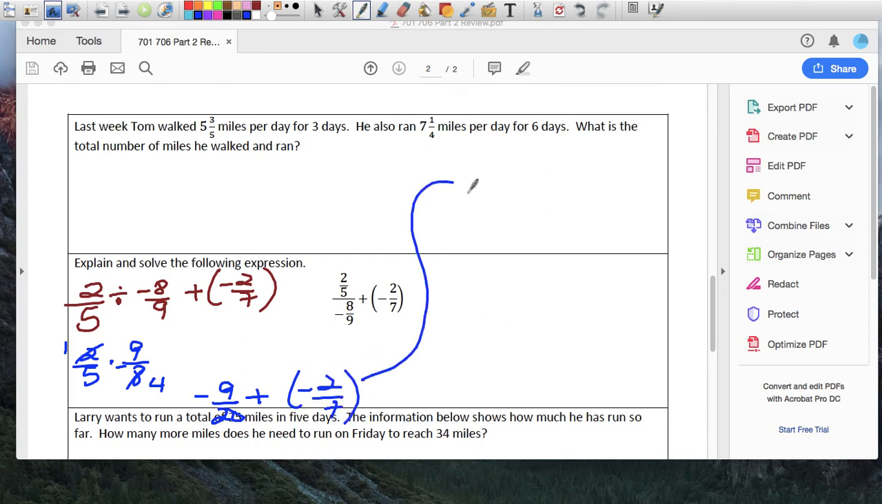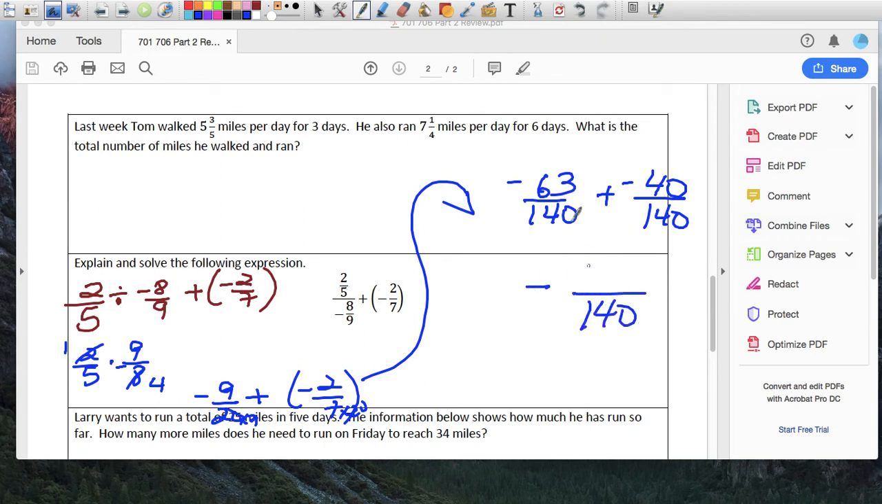Let me bring this on top. The LCM is 140, I think. Anything closer? No. They're both going to be negative. The 20 becomes 140, so it's times 7, so times 7 on top. 9 times 7 is 63. And the 7 becomes 140 times 20, so times 20 on top becomes 40. You notice it's a negative plus a negative, so my answer is going to be negative over 140. And 63 plus 40 is just 103.